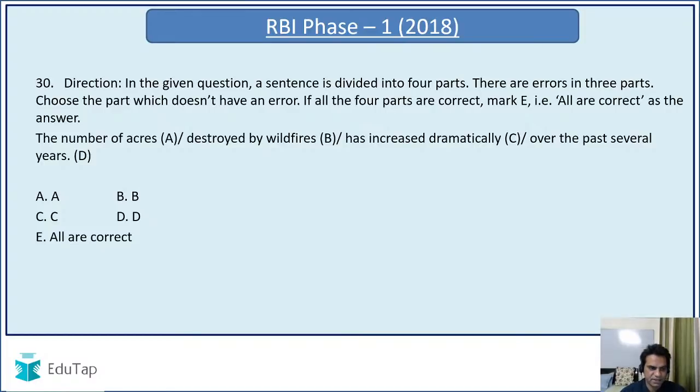So the number of acres destroyed by wildfires has increased dramatically over the past several years. So I couldn't find any grammatical mistake in this sentence. The number of acres has increased. That's absolutely correct. Destroyed by wildfires. That's also correct. Over the past few years, that's absolutely correct. So the correct answer here was all are correct here, guys.